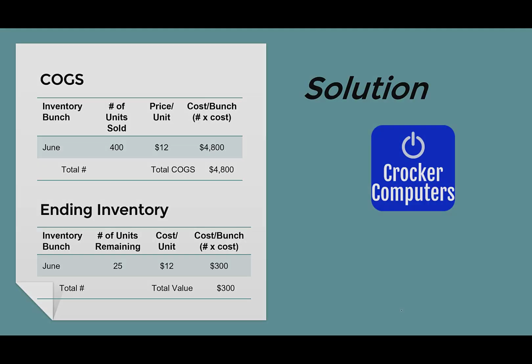All right, one more time. Here's the solution. Nice and simple. The average cost per unit is $12. They sold a total of 400 units. 400 at $12 a pop is $4,800 is our COGS. To calculate ending inventory, we take those 25 leftover units, we multiply them by the average cost of $12, and that gives us a $300 ending inventory value.